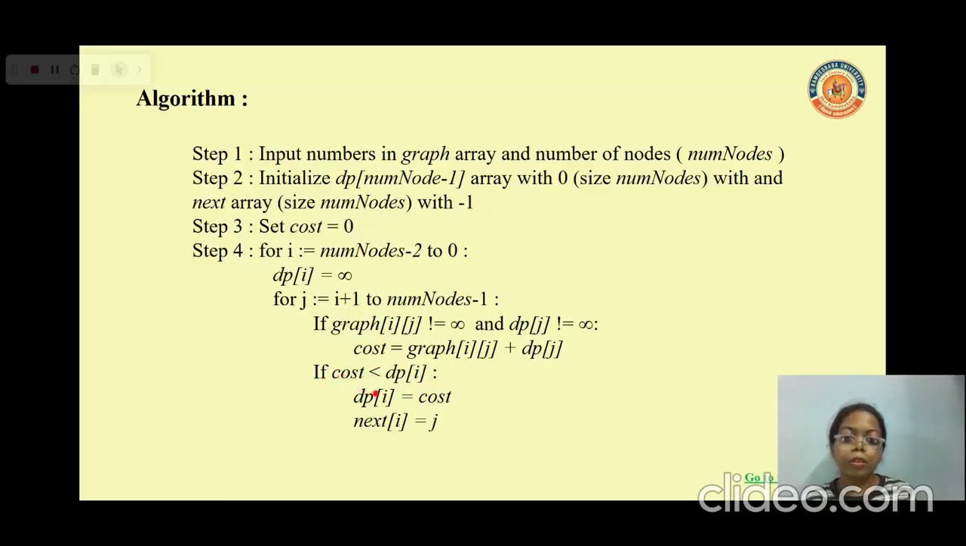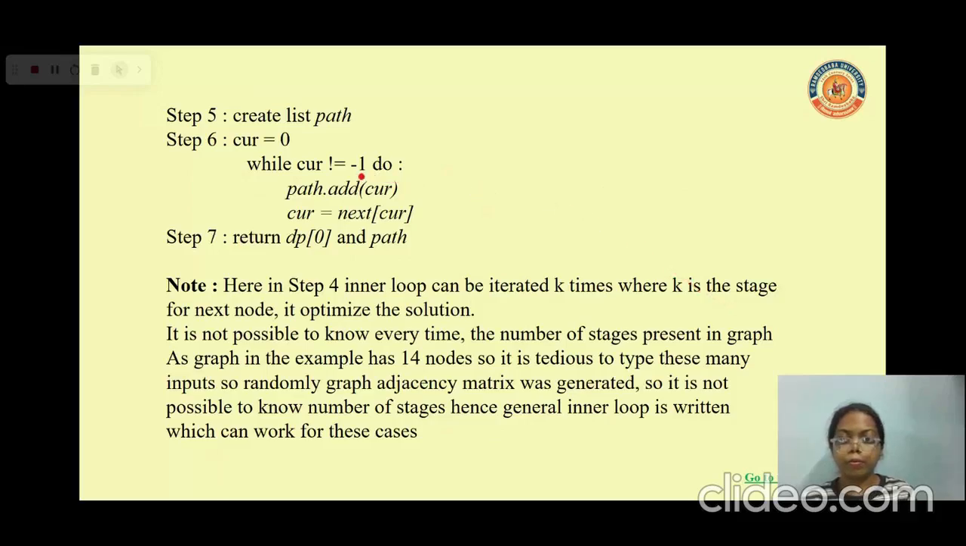And if cost is less than dp of I, here we are initially assuming that it is unreachable. If it somehow becomes reachable, or we may get better values of cost in later stages, we need to update it. So we will update dp of I accordingly. We may get better values at any stage. So we will also update next with j, where the value gets updated.